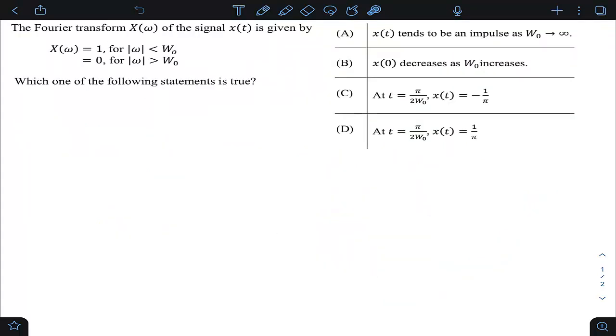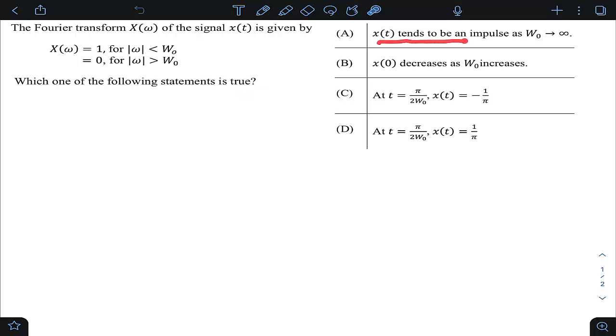This question was asked in GATE 2023 Electrical. It is from the Signals and Systems subject and related to the Fourier transform concept. The question is: the Fourier transform X of omega of a signal x of t is given by X of omega equals 1 for mod omega less than omega naught, and 0 for mod omega greater than omega naught. Which of the following statements is true?